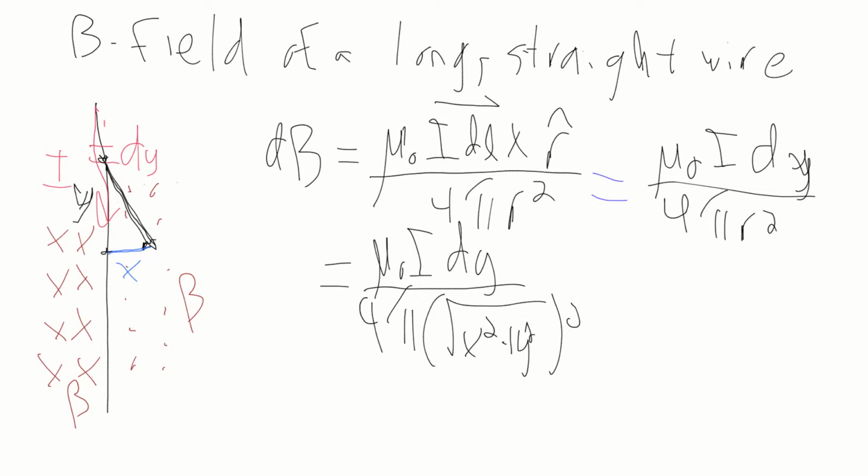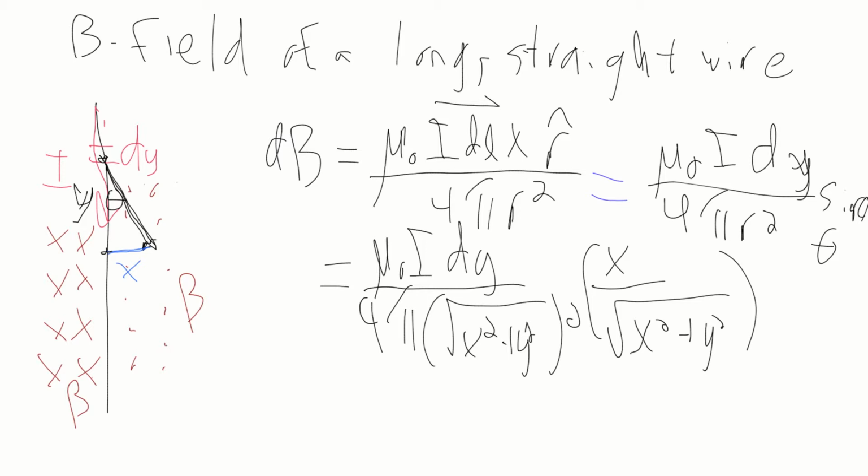Now you notice I forgot that I'm going to do the sine of theta over here. Now, what's the sine of theta going to be? Remember that's going to be our angle here, because it's I dl cross r, and that's going to be x over the square root of x squared plus y squared, opposite over hypotenuse.